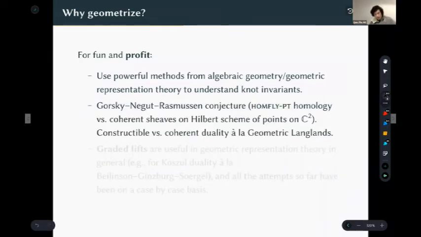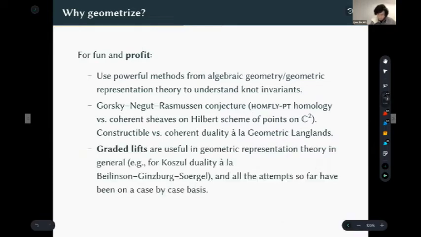So more concretely, the Gorsky-Rasmussen conjecture was about relating HOMFLY-PT homology and coherent sheaves on the Hilbert scheme of points on C2. And if we find a constructible sheaves realization of this Hecke category, like the category of chain complexes of Soergel bimodules, then we can kind of fit into the general philosophy of geometric Langlands duality that compares constructible and coherent objects. And in general, graded lifts are useful in geometric representation theory. For example, in the story of Koszul duality in the style of Beilinson, Ginzburg, and Soergel.